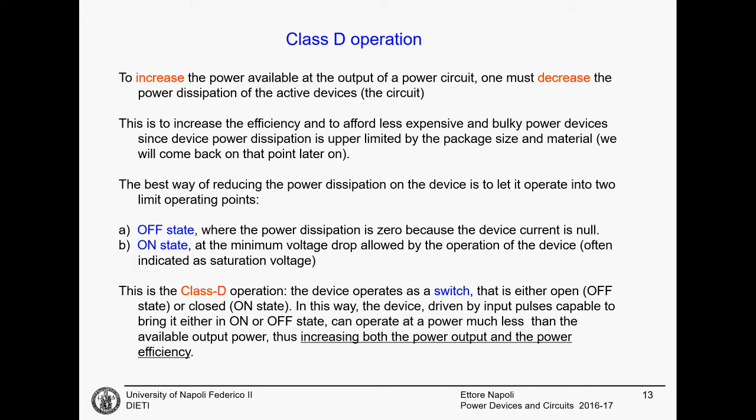This is the Class D operation. In Class D operation, the device operates as a switch. It will be either on or off, open state or closed state. The device will be driven by pulses to switch it on or off, and will dissipate a power that is very much smaller than the power that is available at the output.